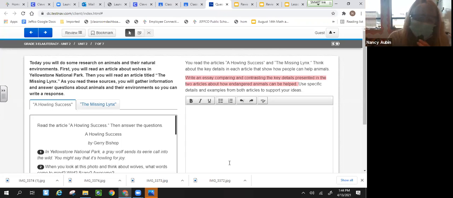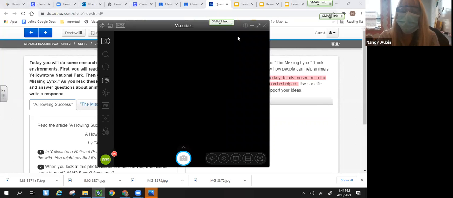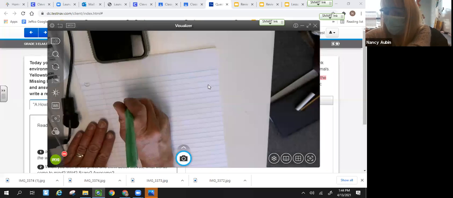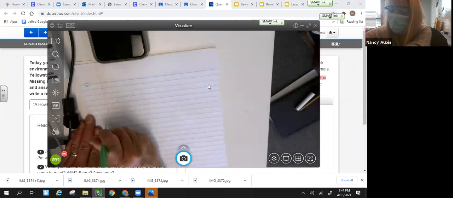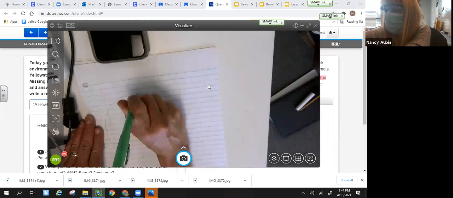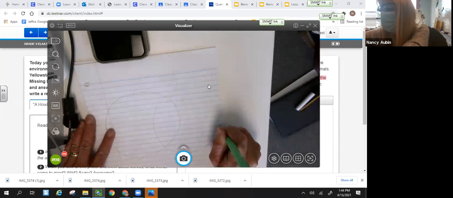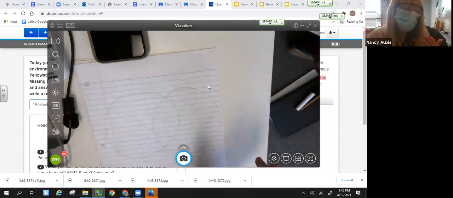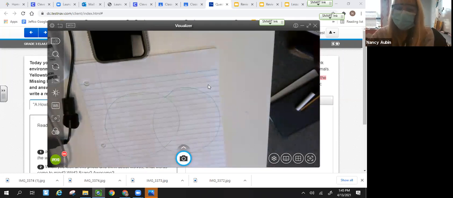But right now, I want to go ahead and have you do, there's two ways you could do this, but I think the best way, and I'm going to model it, is using a Venn diagram. So just like we completed on number 6, we're going to do a Venn diagram. How are these stories similar and different about how we can help endangered animals, right? So how people can help animals that are endangered.